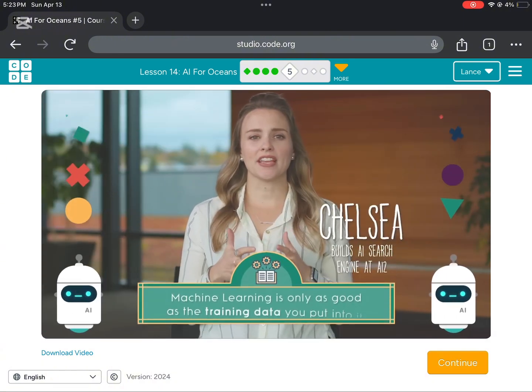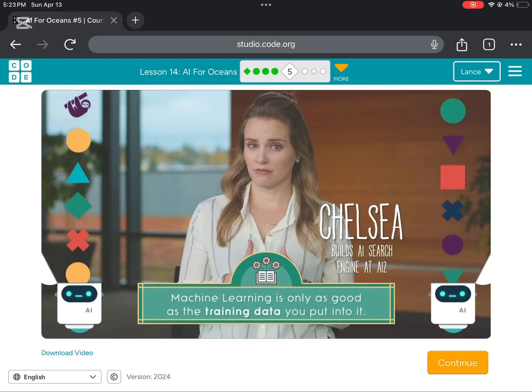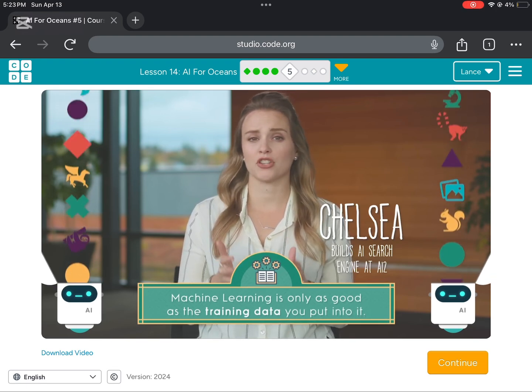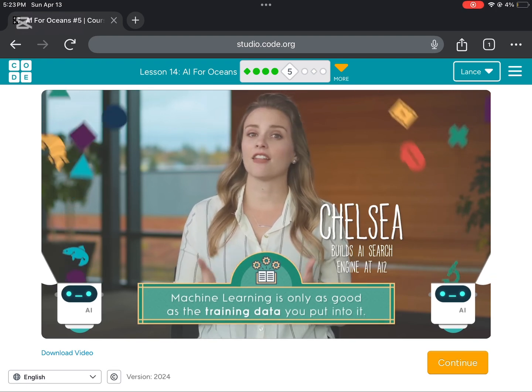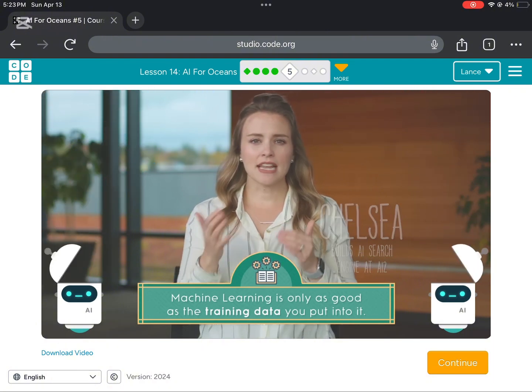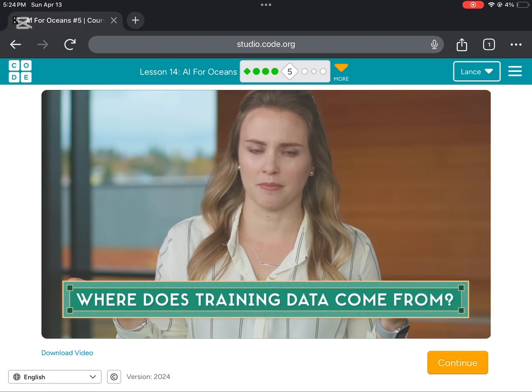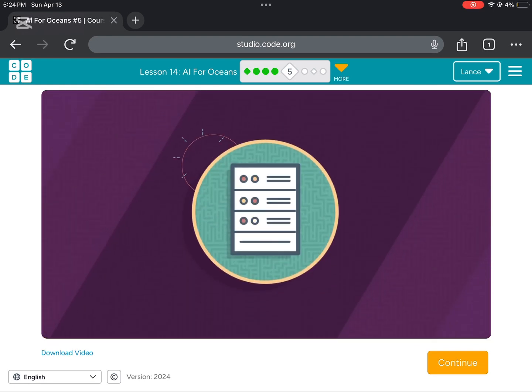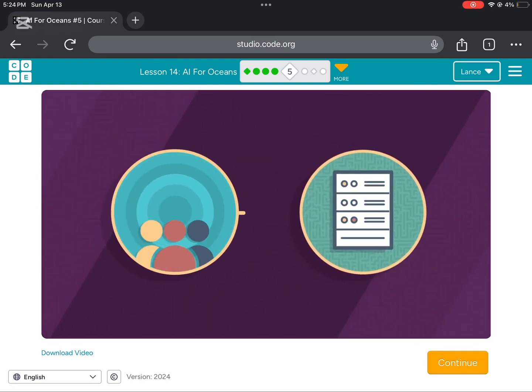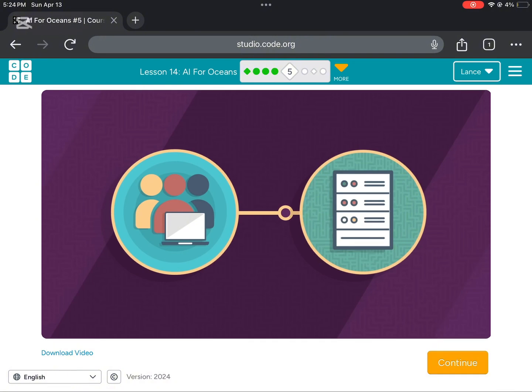Machine learning is only as good as the training data you put into it. So it's super important to use high-quality data, and lots of it. But if data is so important, it's worth asking, where does training data come from? Often, computers are collecting training data from people like you and me without any effort on our part.